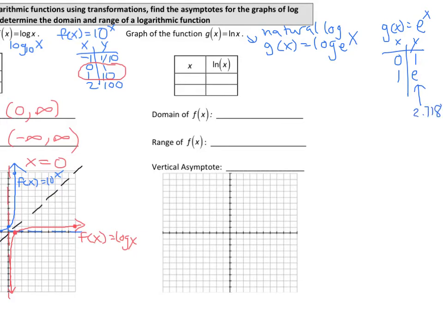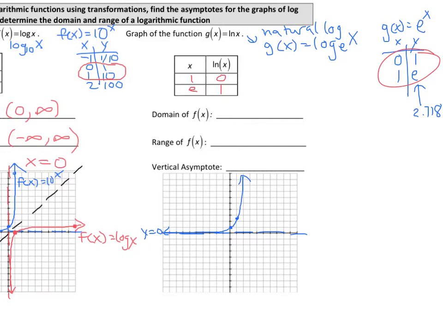Now when we graph e to the x, remember we had a point 0, 1, and then over 1 up about 2.7, and the graph looked like this, and we had a horizontal asymptote at y equals 0. Now to graph the inverse of that function, which is going to be the natural log of x, we're going to take our 2 points and switch the xy pairs. So 0, 1 will switch to 1, 0. 1, e will be e, 1.